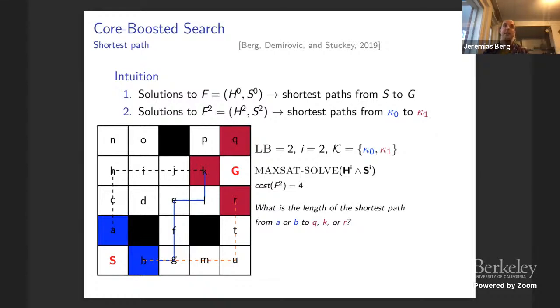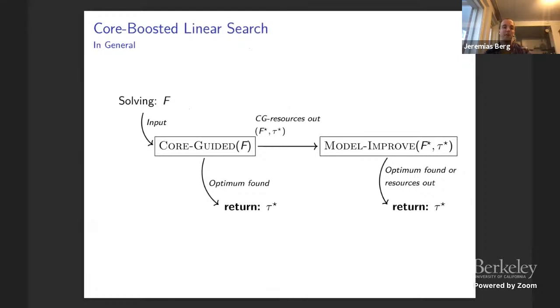And there's nothing that actually says that we have to keep on doing this core guided approach. We can just stop at any point and change to another approach. And this is essentially what we call core boosted search. So we start in a core guided phase. And if we happen to find the optimal solution, we're happy and we end. If not, we then take the final reformulated instance and give that to a model improving algorithm.